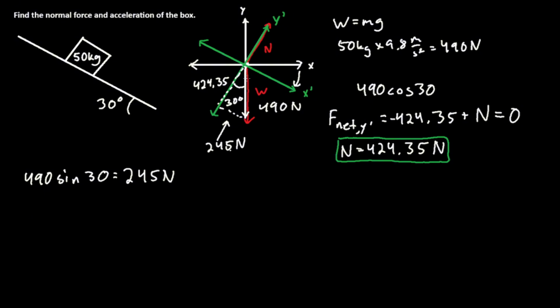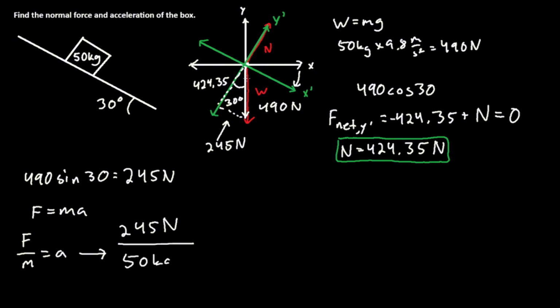And since this is the only weight force going in the x prime direction, we can calculate the acceleration by dividing, per Newton's second law of motion. We can divide force by mass to get acceleration. So you divide the force by mass. So the force was 245 newtons in the positive x prime direction, divided by 50 kilograms, which is the mass of the block. You get an acceleration of 4.9 meters per second squared.